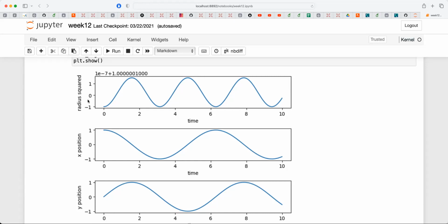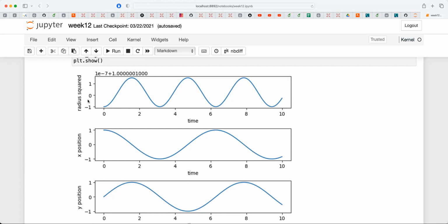So x and y, you can see they oscillate, right? Because these are sine and cosine solutions. But what should I get for the radius? It should be 1 exactly. It should be as flat, as I used to say, as the Netherlands seen from the sea.